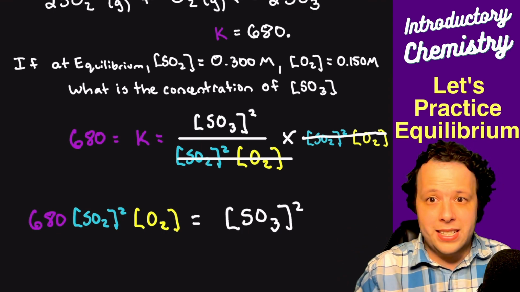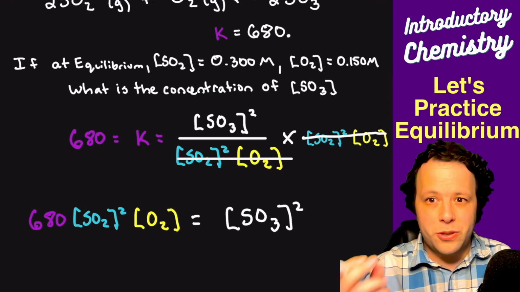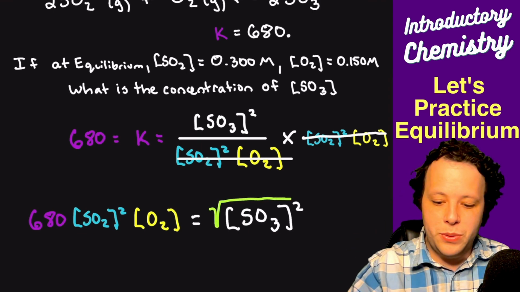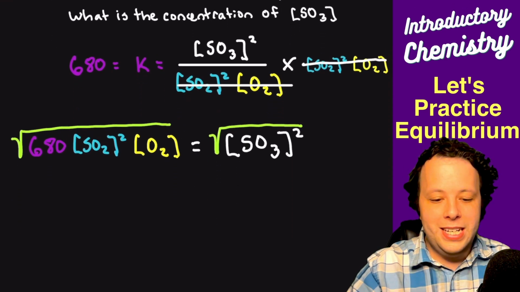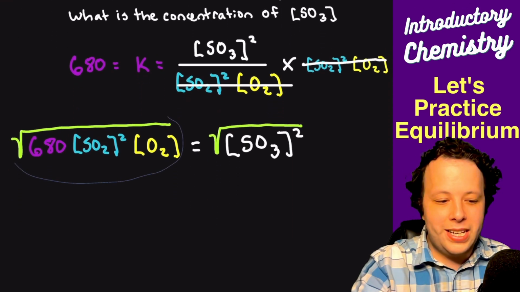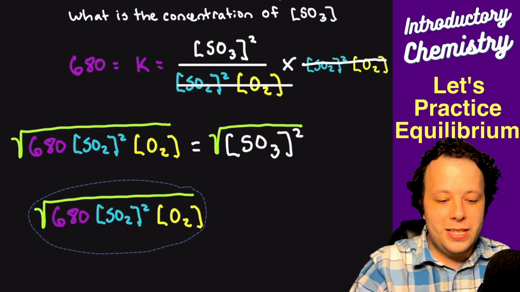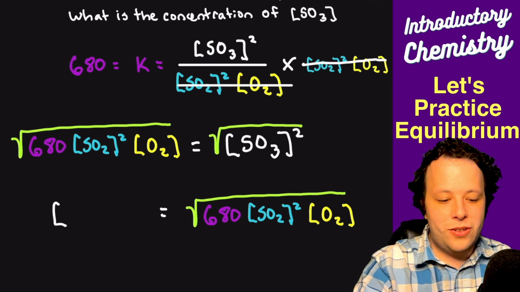So we almost have SO3 by itself. So what's the last little thing that you have to do? How do you remove a square? Well, the opposite of a square is a square root, right? So what we're going to do is square root both sides. And what you can see is this formula that we came up with on the right-hand side is going to be equal to SO3 as a concentration.